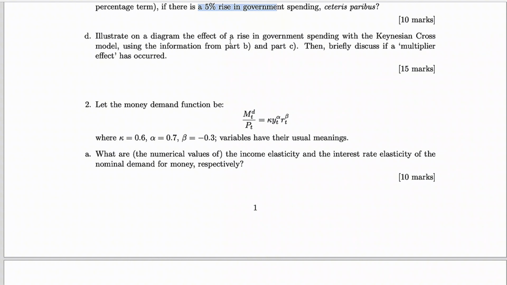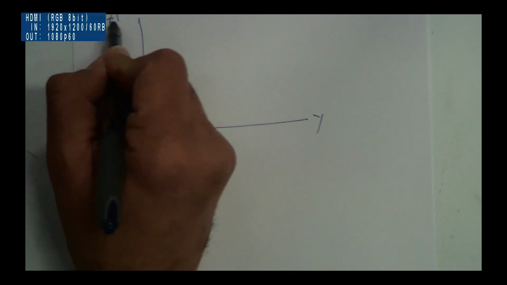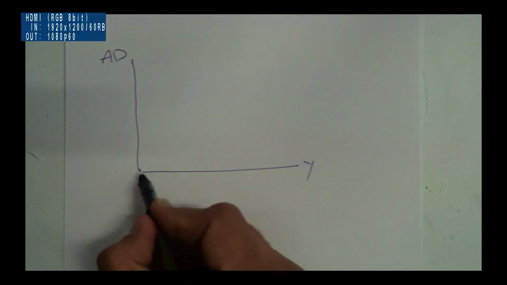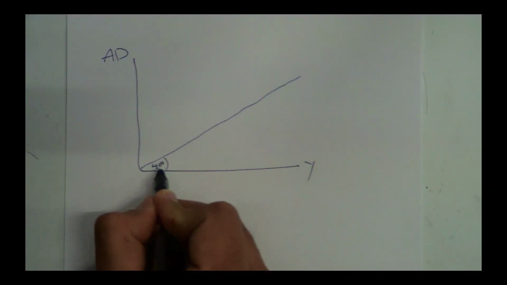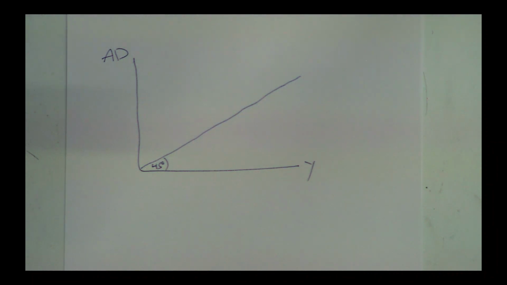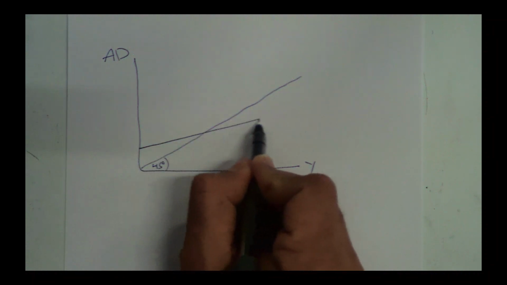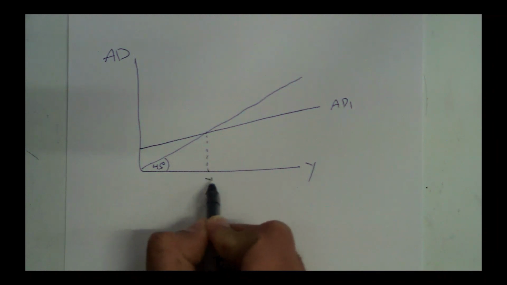The way you do that, you're experts now, so you know how. The equilibrium in the goods market has Y on the axis and aggregate demand, and then we know the 45 degree line, and let's say we have an initial equilibrium point. This is the aggregate demand, let's call it AD1, and this is Y1.